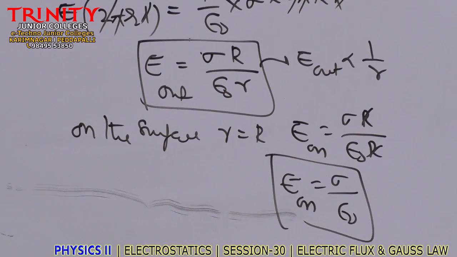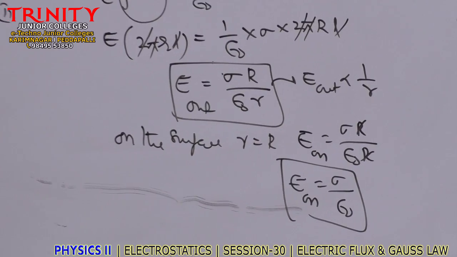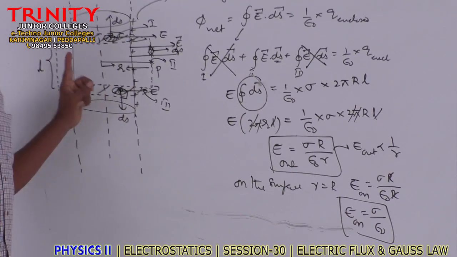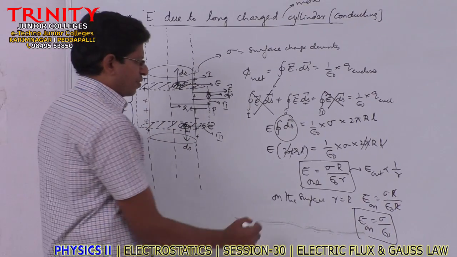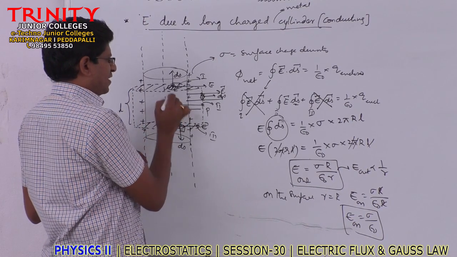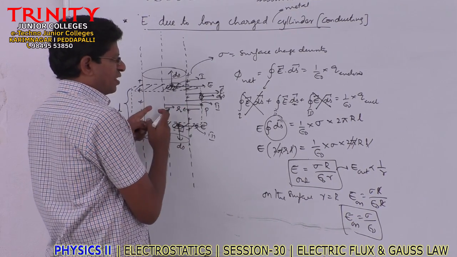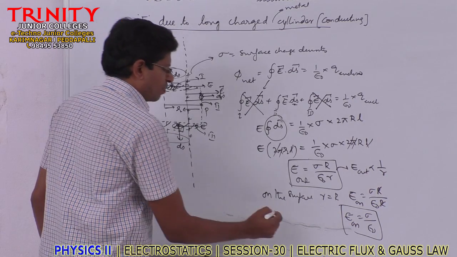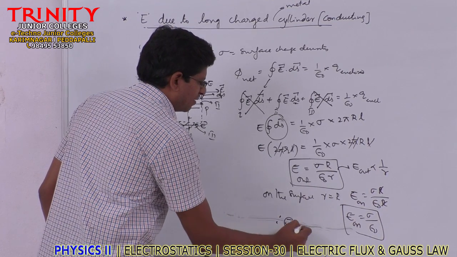And we are very clear that in the metal cylinder, inside there won't be any charge. Therefore, if you imagine any Gaussian cylindrical surface inside, no charge is enclosed there, therefore the flux is 0, therefore E inside is simply 0.